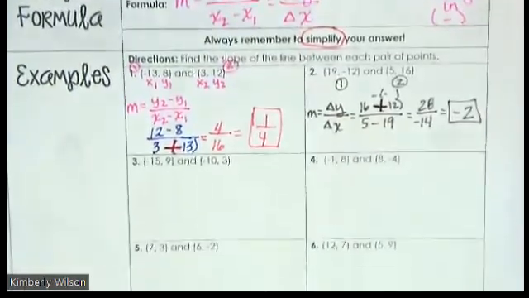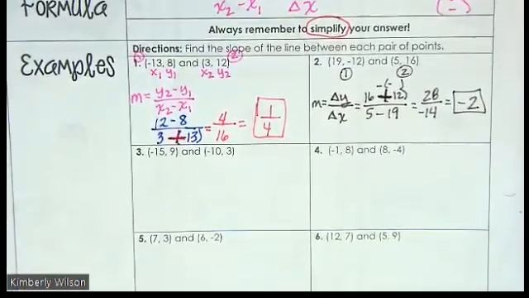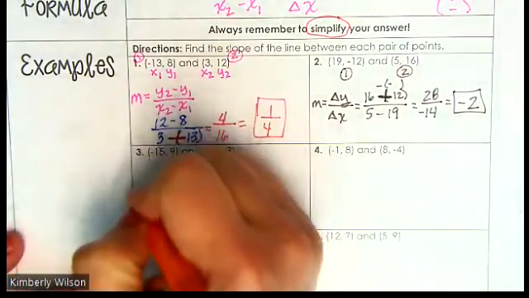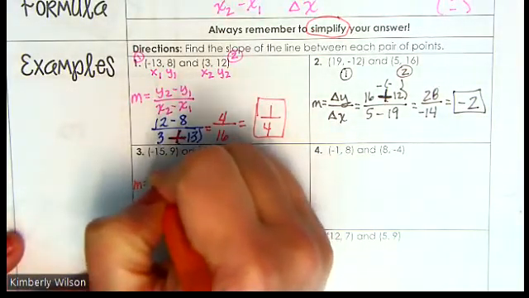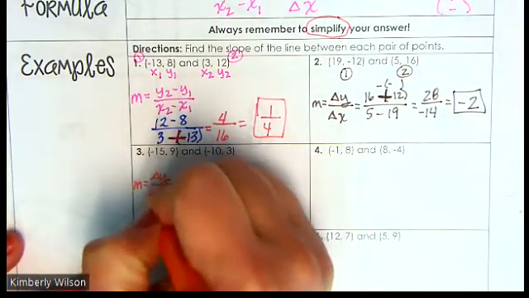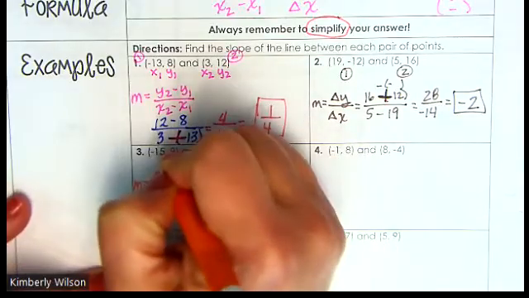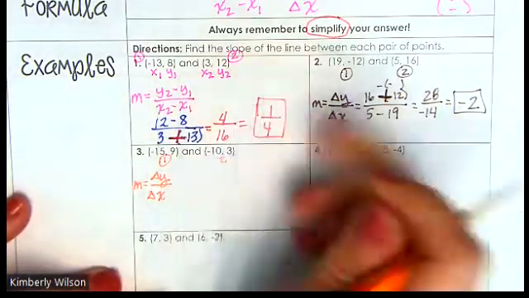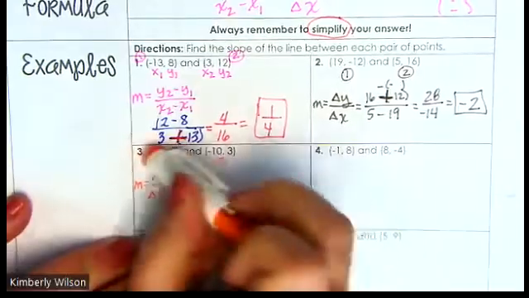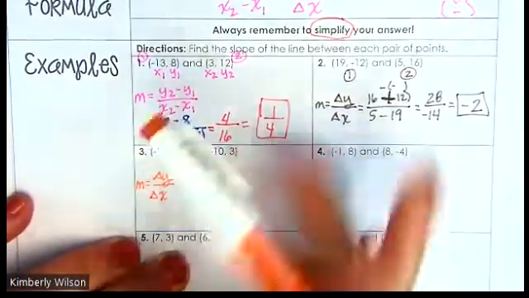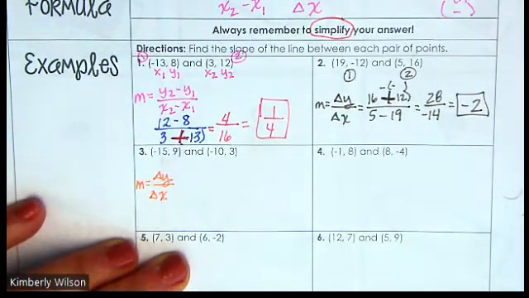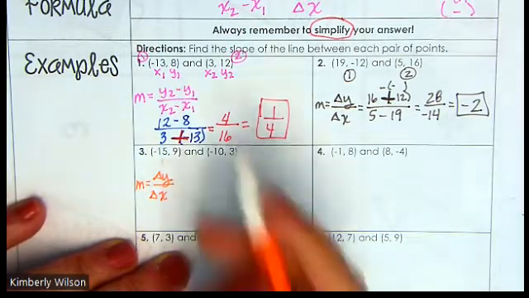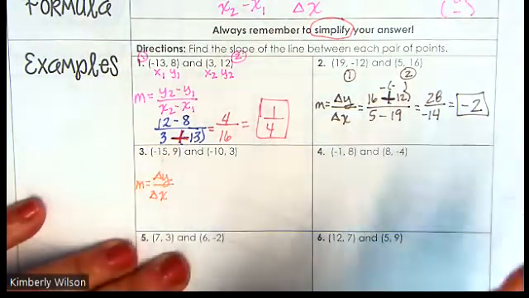Okay, looking at number 3. Again, my formula, change in y over the change in x. This is point 1, this is point 2. Actually, I will work this one labeling them as the opposite. So you can see that you're still working it the same way. It doesn't matter. You just have to make sure that I'm going to stick with consistency.